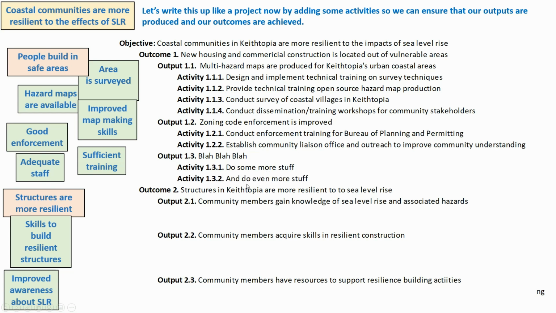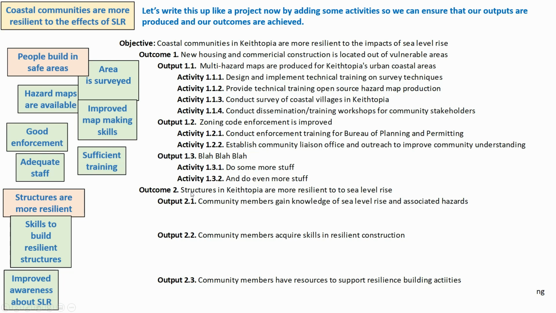And then activity 132, do even more stuff. Don't put that in your project proposal. Come up with actual outputs and activities. These are just placeholders here. I wanted to show how we number things.